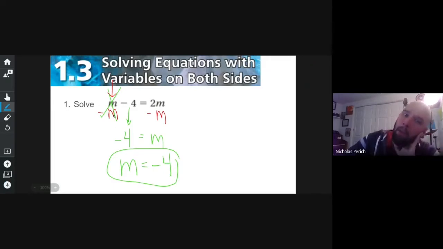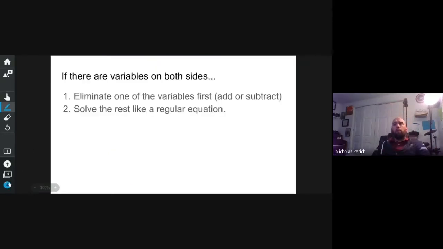So what did I do? Well, I had an M on the left and I had an M on the right. So I got rid of one of the M's, and the way I got rid of it is I subtracted it. So if you have variables on both sides of the equal sign, you're going to eliminate one of those variables first. And the way you do that is you add it or subtract it from both sides. And then the rest of it is just going to be soups easy, baby.